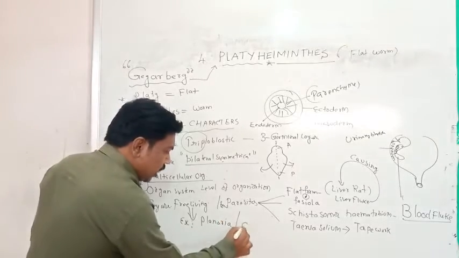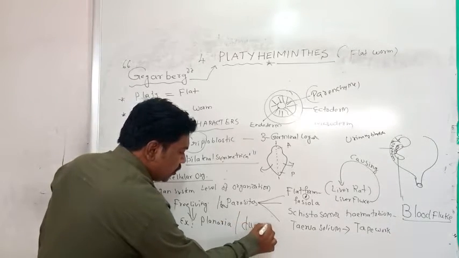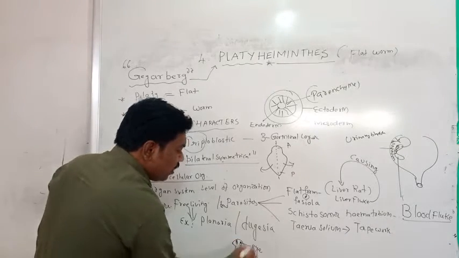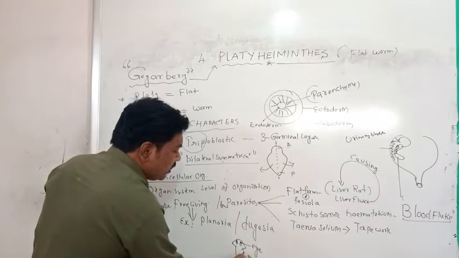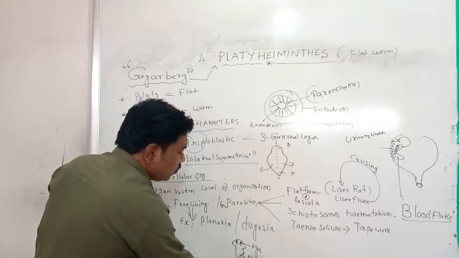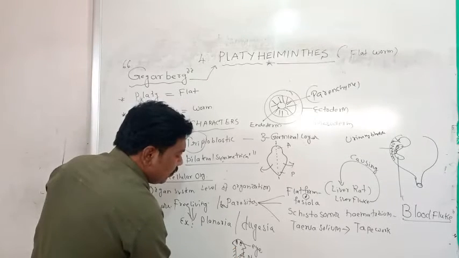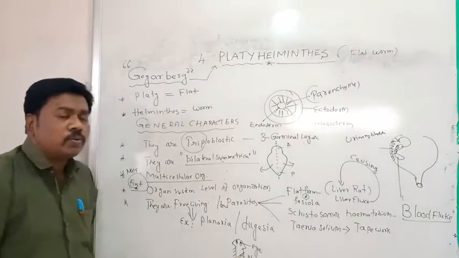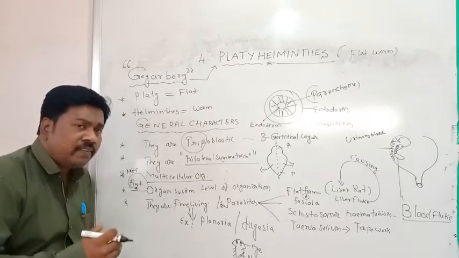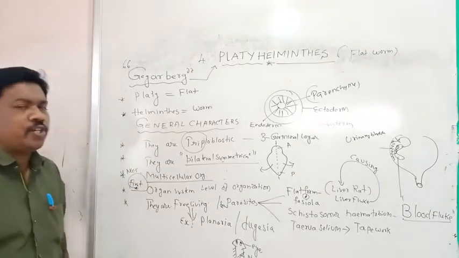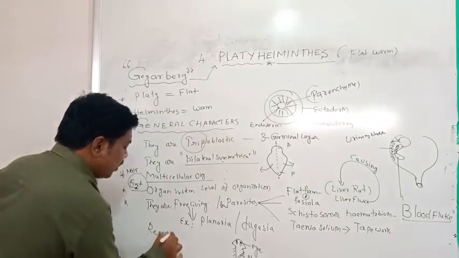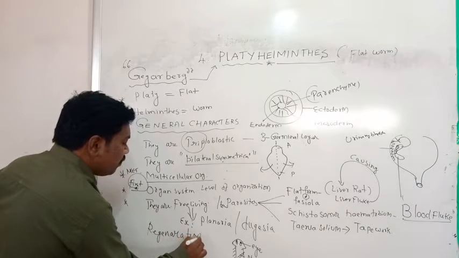This Planaria is also known as Dugesia. This is the diagrammatic representation of Dugesia. This Dugesia has one pair of eyes, and rhabdites are present. The body is covered by cilia. This organism is called Planaria, also known as Dugesia. It has a high capability of regeneration power.